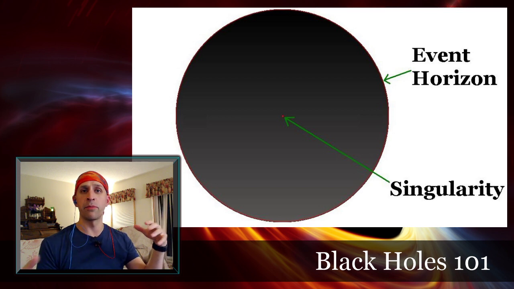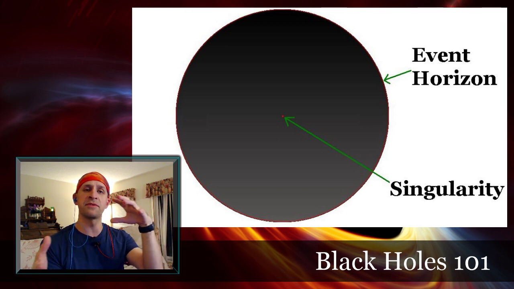So then the sun, because it can't burn anymore, because it's not hot enough to burn helium, doesn't have the outward pressure of the heat, so it starts to collapse in on itself.